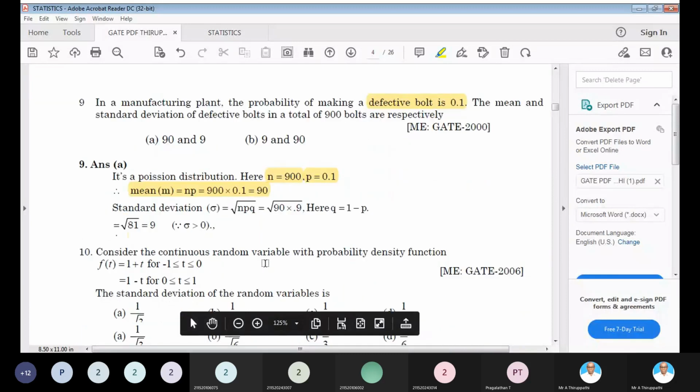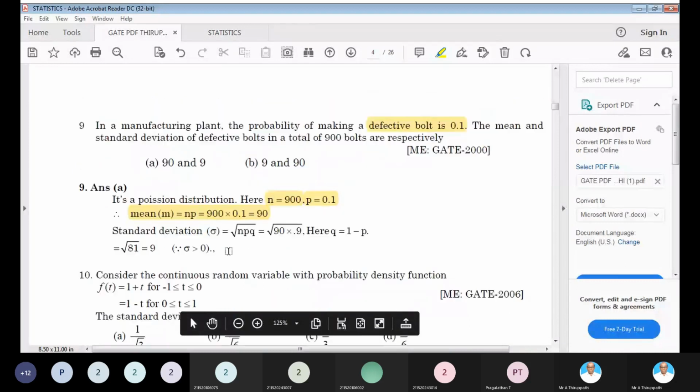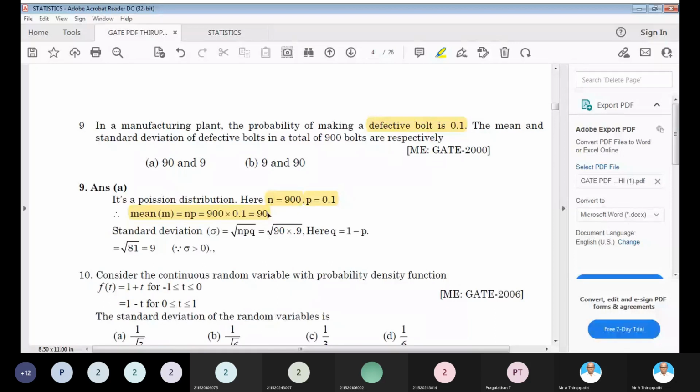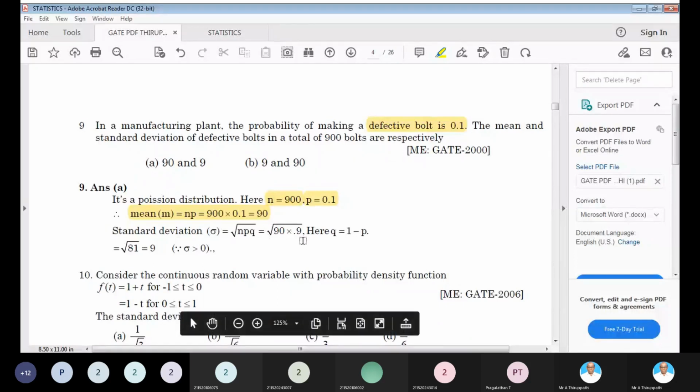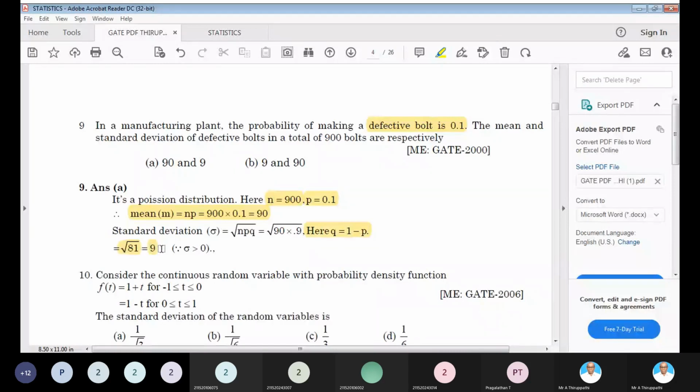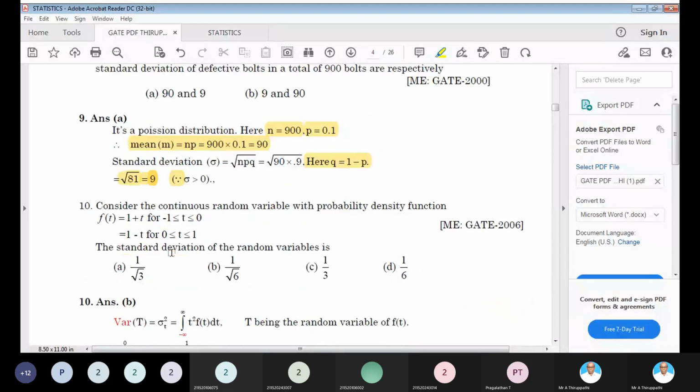Next, variance. What is the formula of variance? The standard deviation is nothing but the root of variance. So n into p, 90, into q, 0.9. Simplification, we get 81. The standard deviation is the root of 81, which is nothing but 9. Therefore, the standard deviation is 9.